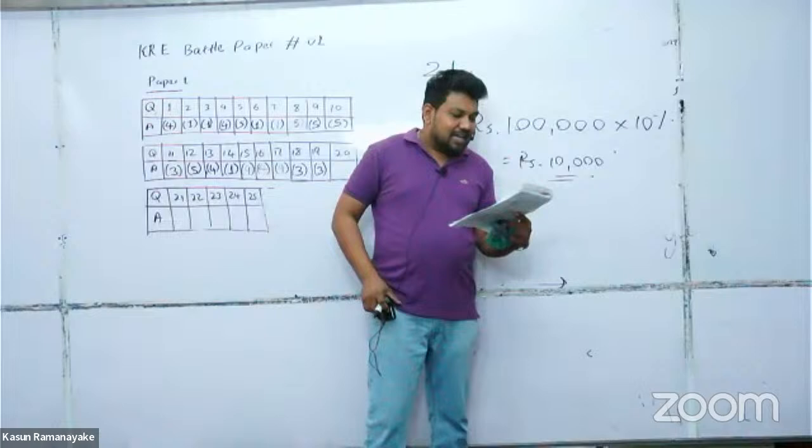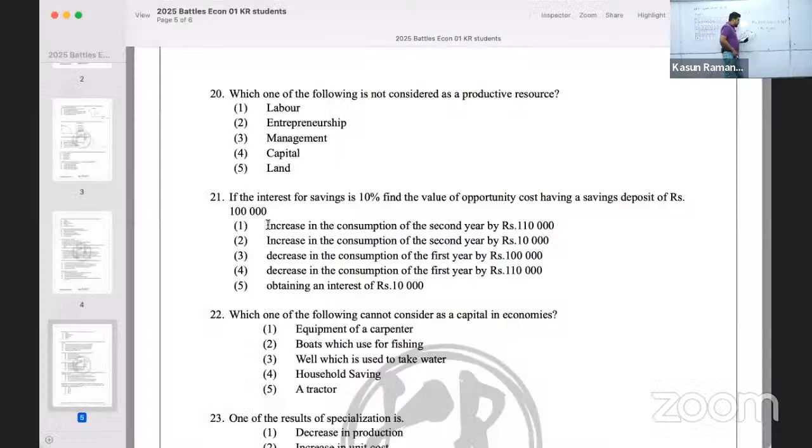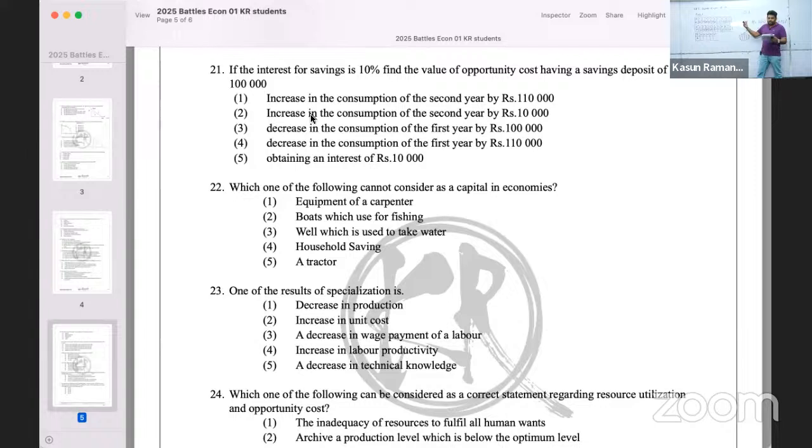The answer for that one is the third one. Next one, question number 22. Which one of the following cannot be considered as capital in economics? Capital in economics. Remember, money is not considered as capital. Only man-made resources which are used for production are considered as capital. Which one of the following cannot be considered as capital in economics? Tell me the answer. Household savings. It's just money. It's not capital. Fourth one is the answer. Question number 22, fourth. Okay.